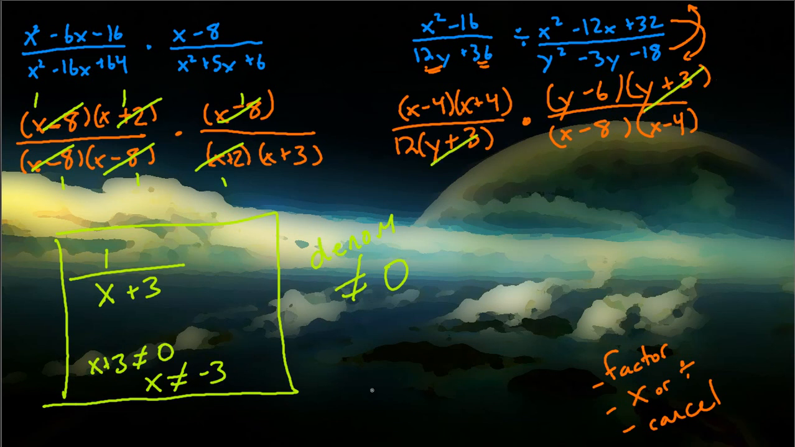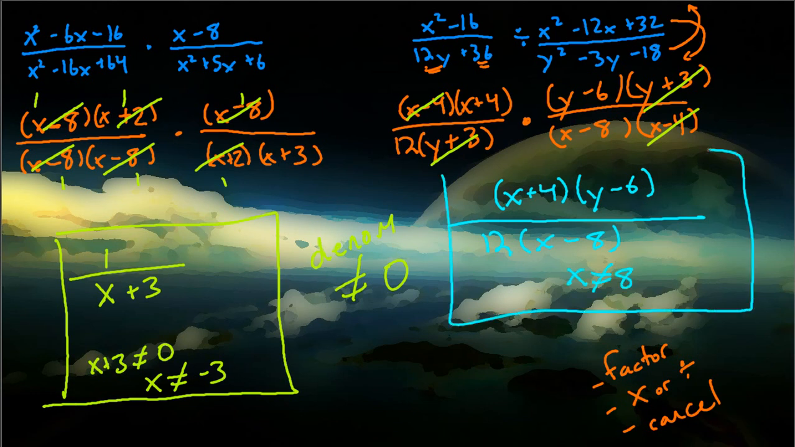The y plus 3's cancel, and the x minus 4's cancel. Don't assume that something has to cancel. You're not guaranteed to have a situation where things actually cancel. So we're going to be left with x plus 4 and y minus 6, and we don't need to multiply those out. We'll just leave it in factored form. 12 on bottom, and x minus 8. And what can't x be? Well, this cannot be 8, okay? Otherwise, we get a 0 in our denominator.